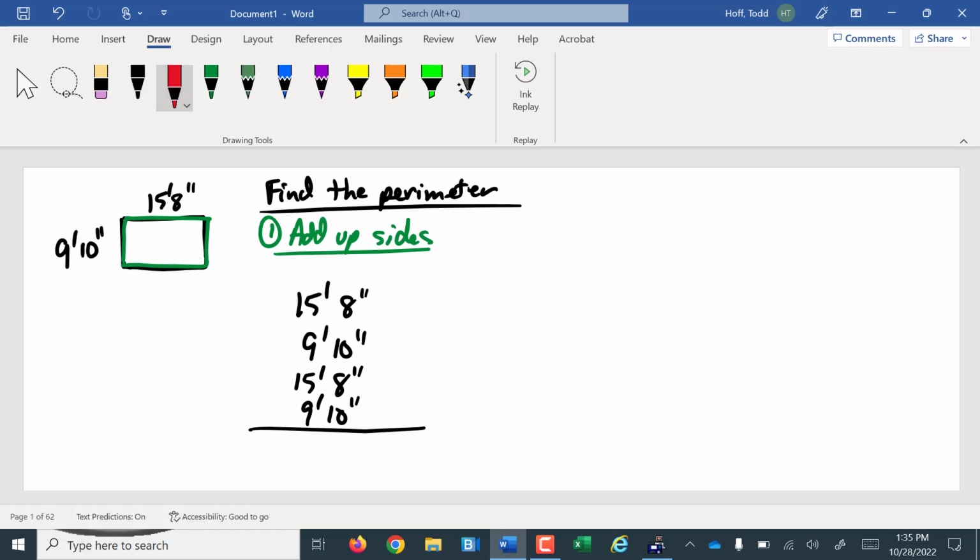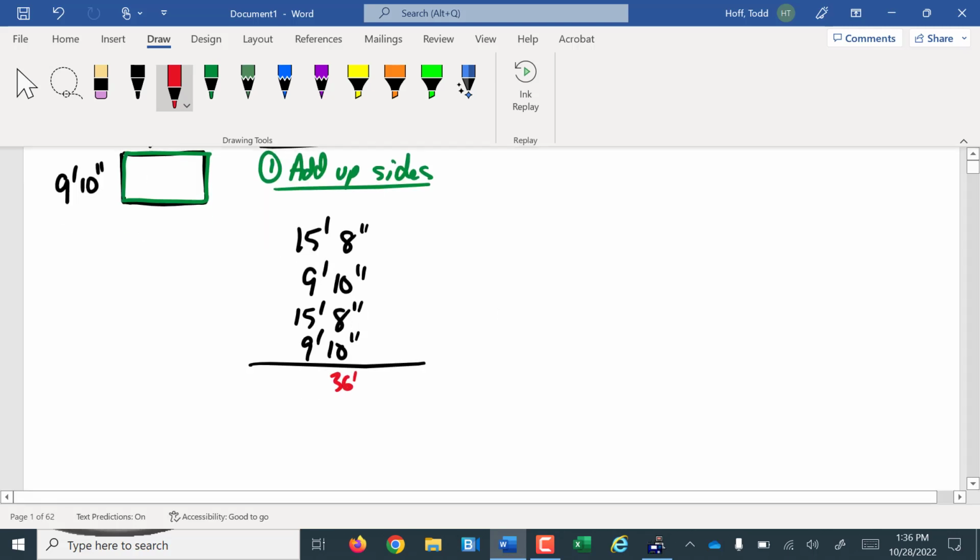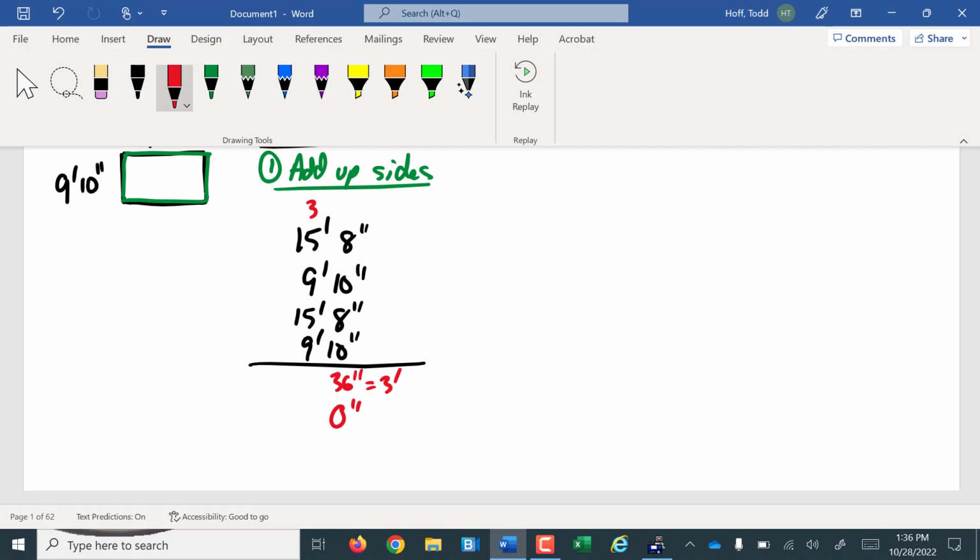8 and 10 make 18 plus another 8, 26 plus 10, 36. Well, 36 inches is more than a foot. In fact, it's exactly 3 feet. So there's 0 inches here, and we'll carry the 3 feet. 3 and 15 make 18 plus 9, 27 plus another 15, 42 plus another 9, 51. So that's exactly 51 feet is that perimeter.